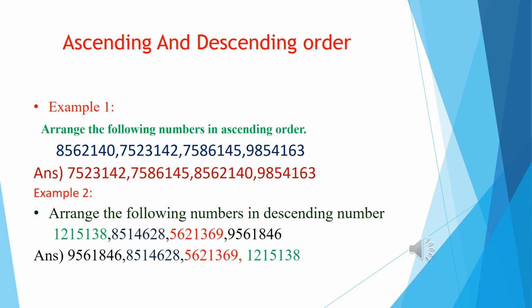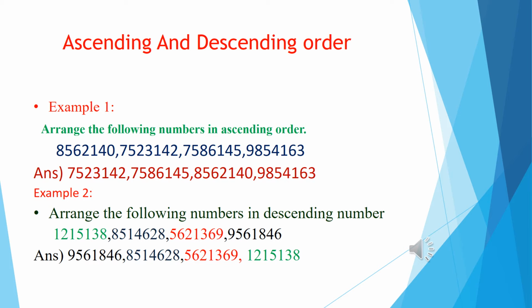The numbers given here are 8562140, 7523142, 7586145 and 9854163. If we observe these four numbers, the smallest among them is 7523142. A little bigger than this is 7586145. A little bigger after this is 8562140 and the biggest among them is 9854163. So these are the numbers arranged in ascending order.